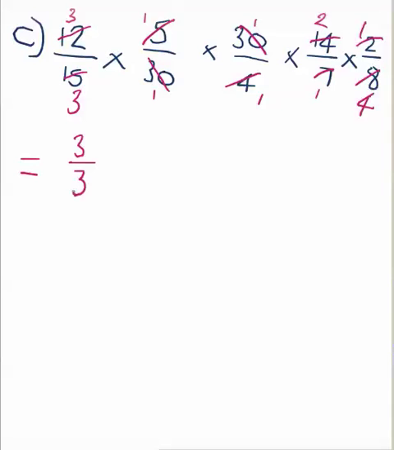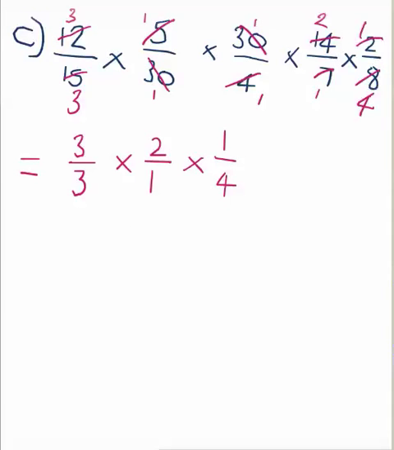I've got 1 times 1 over 1 times 1 over 1. I don't have to write this again because anything times 1 is itself. So that's all gone. But here I've got 2 over 1, so times 2 over 1 times 1 over 4. Now I can multiply this out, but I can still keep simplifying.